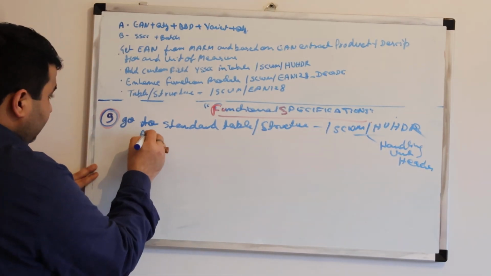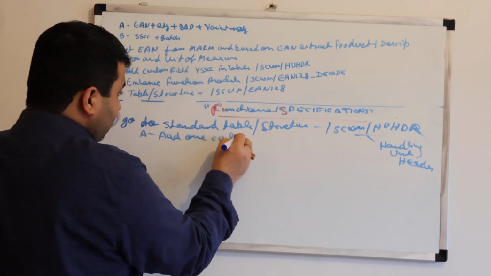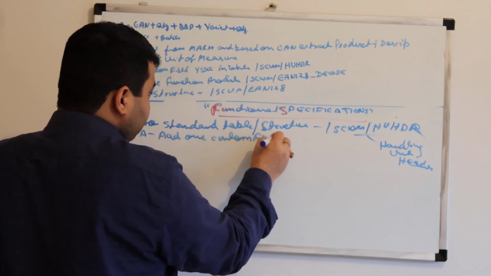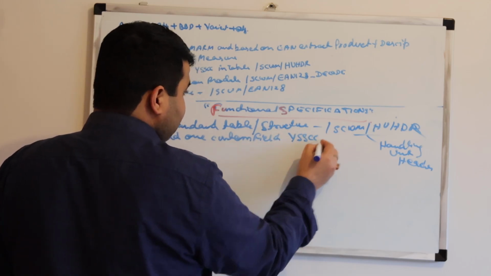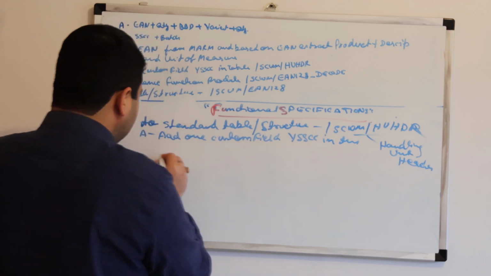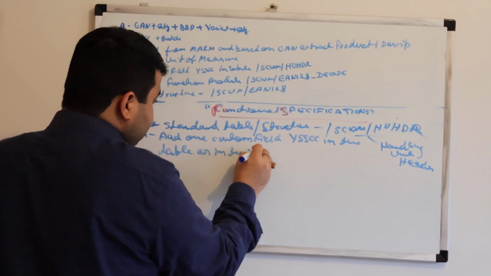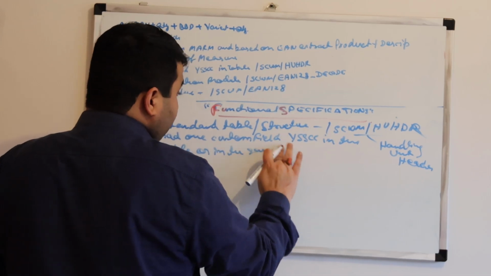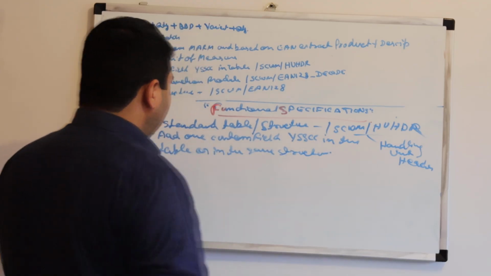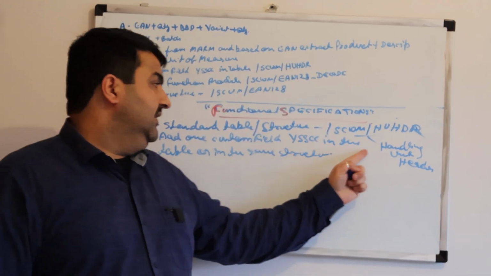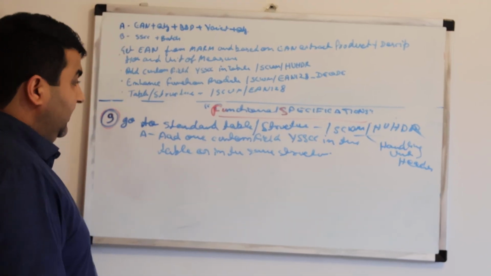Okay, number A, add one custom field, for example YSSCC, in the table or in the same view structure. So the person will add one custom field in the table, or in the structure.